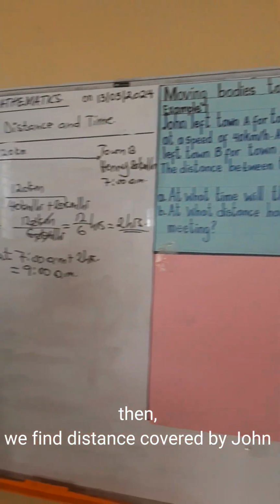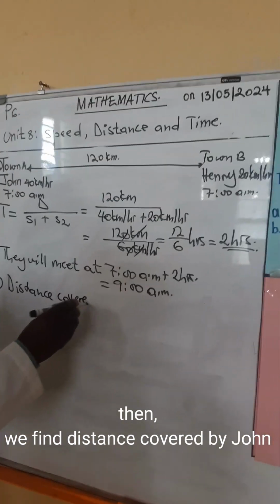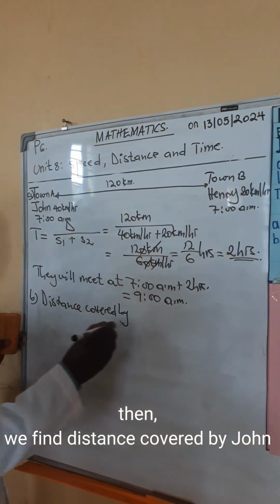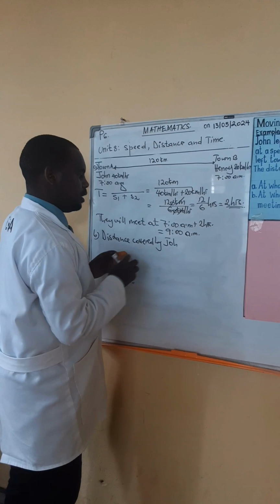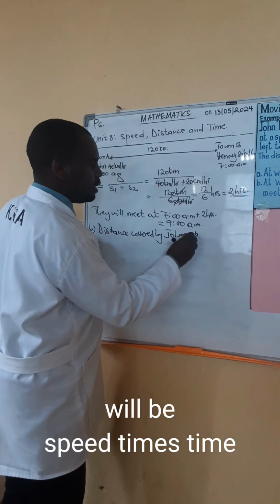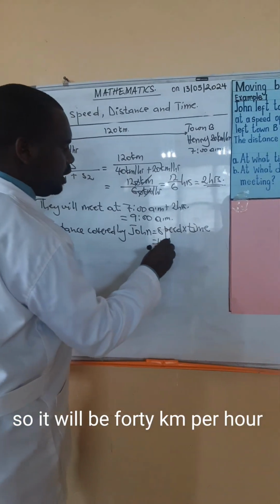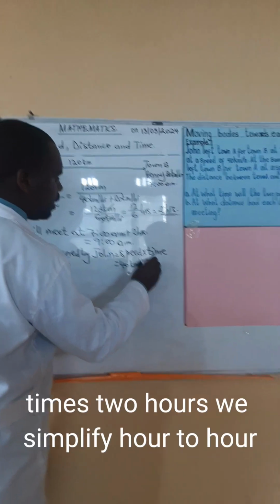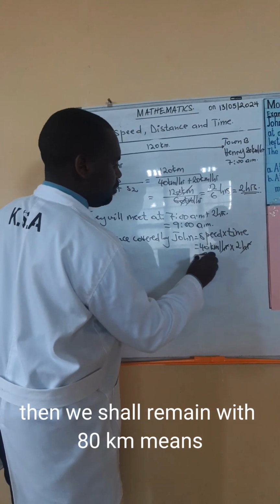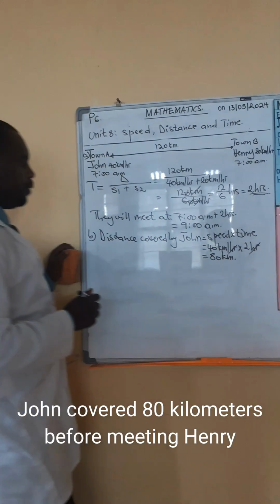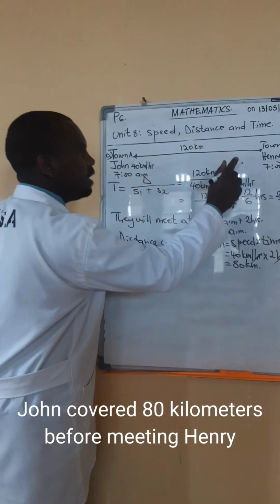Then we find distance covered by John. By John will be speed times time. So it will be 40 kilometers per hour times 2 hours. We simplify hour to hour. Then we shall remain with kilometer. Means John covered 80 kilometers before meeting Henry.